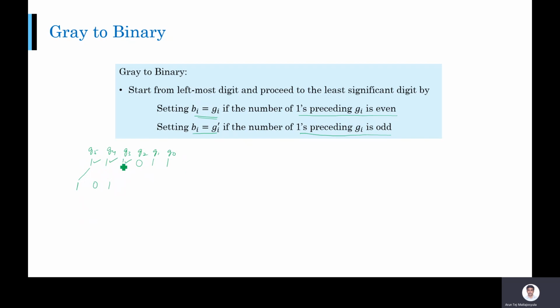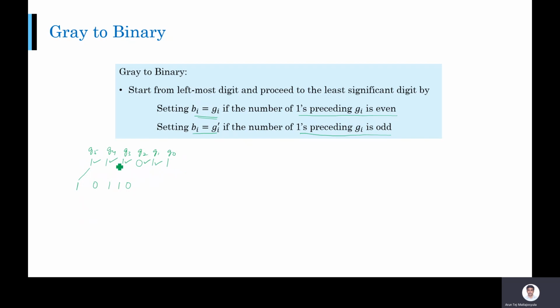If you have an odd number of 1s, this bit has to be complemented. So the complement of 0 is 1. Next, how many ones are there preceding this G1? 3 ones. It is an odd number. When you have an odd number, you have to complement it. So what is the complement of 1? 0. Let us move to the last bit, G0.